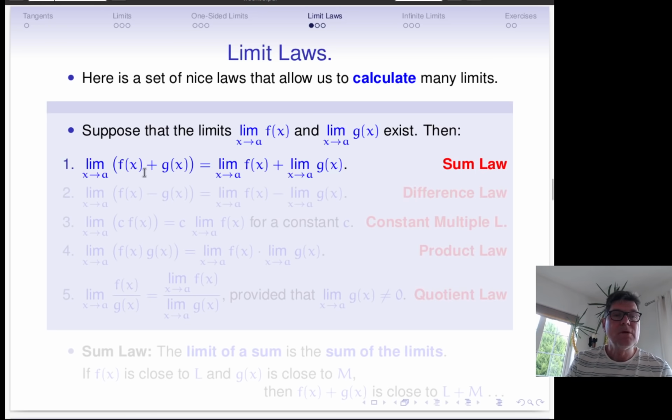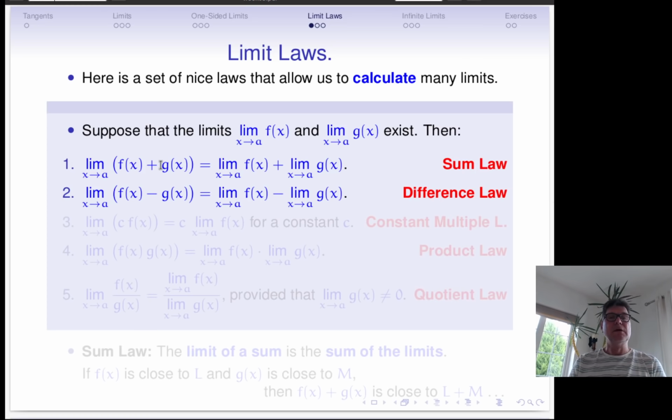Now the limit of the sum of f of x and g of x can be calculated from the limits of f of x and g of x by just adding them up. So if we know those two, we can compute the limit of the sum. The difference law is similar, just about differences. It says the limit as x approaches a of the difference f of x minus g of x can be calculated as the difference of the two limits of f of x as x approaches a and g of x as x approaches a.